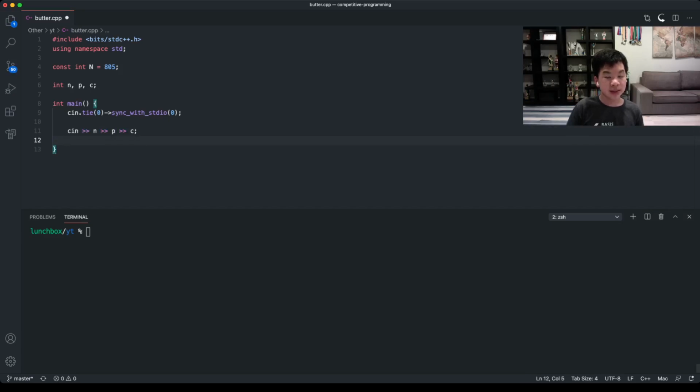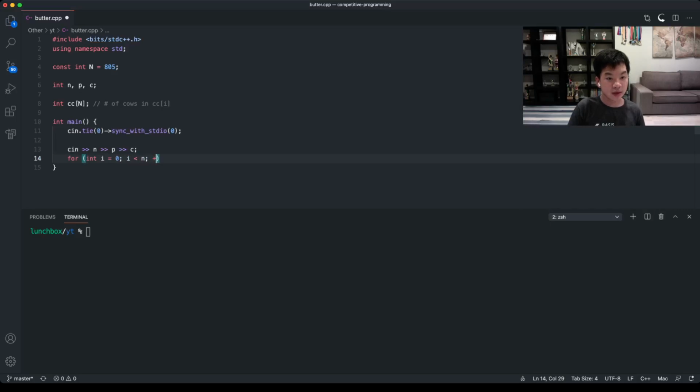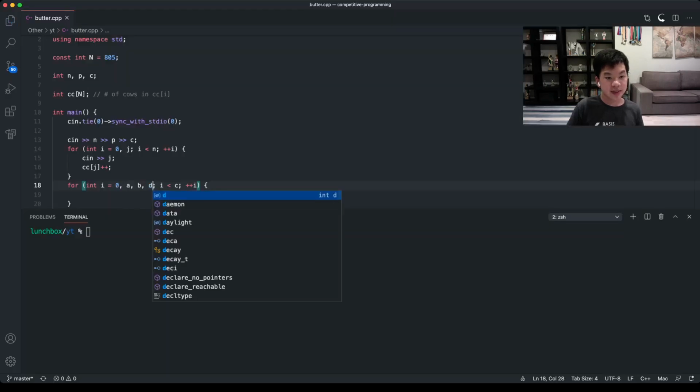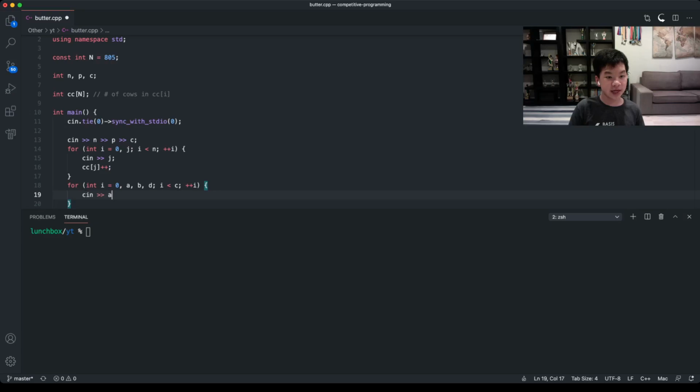So in the following lines, we're going to read the number of cows in each pasture. So let's call this CC. So this is going to be the number of cows in pasture i, or CC[i]. So then we're just going to loop through each cow. We're going to read the cow, and we're just going to increment the number of cows at pasture J. So now after this, we're going to read in the C paths. Okay. So in this, we're going to be given A, B, and W, or actually D. So A, B are the 2 pastures, and D is the distance. So we're going to read A, B, and D.